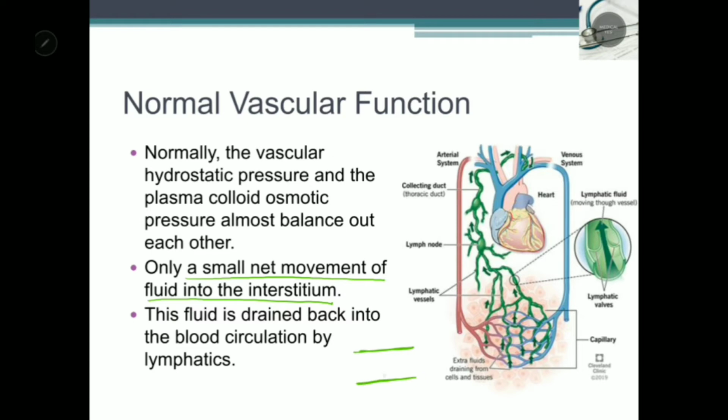Normally, there is only a small net movement of fluid from the vessel into the interstitial spaces. Now this fluid which has leaked out of the vessel is drained back into the normal blood circulation by the lymphatics. So whatever fluid leaks out of the capillaries is taken up by the lymphatic system of our body and drained back into the main circulation of our body.